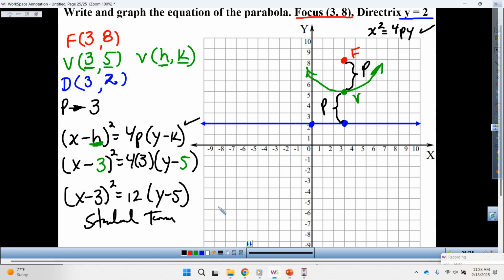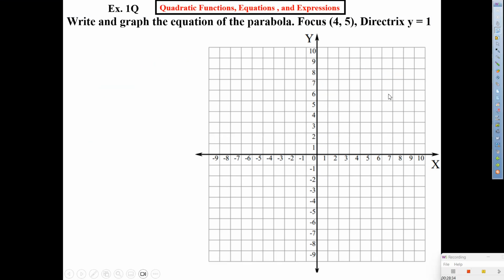All right, not bad. From 1 to 5, how comfortable are you so far up to right there? All right, 4, 4, 3s, okay. Let's do another one. Copy this one. Example 1Q. Don't copy the instructions, just copy focus 4, 5, directrix y equals 1. Get a coordinate plane. I'll give you some time.